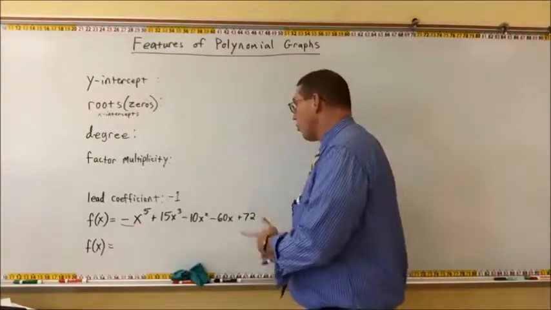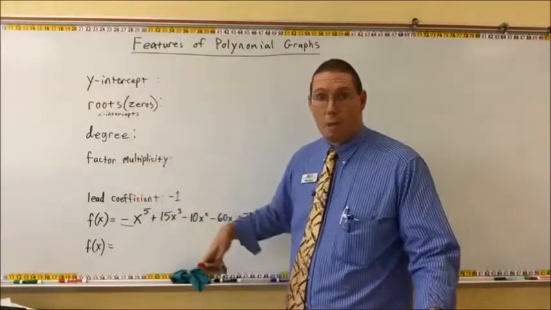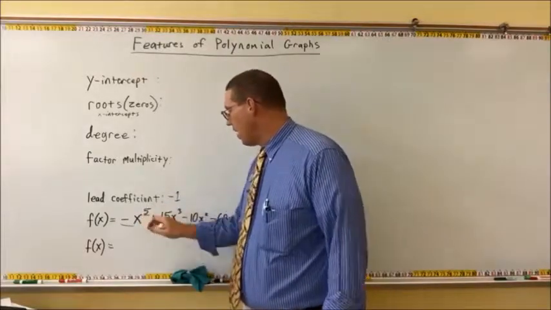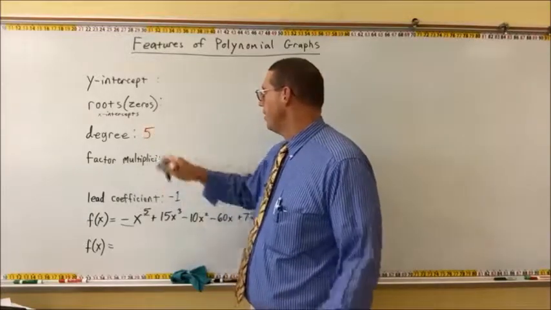All right, what is the degree of this polynomial? Okay, the degree is the highest power of the polynomial. And the highest power of this polynomial is 5. And so this is a fifth degree polynomial. So we're going to put a 5 here.